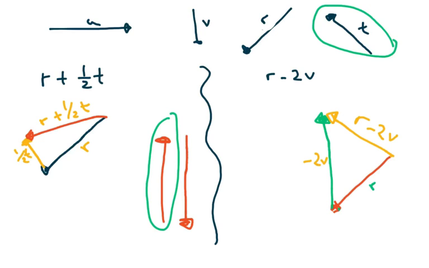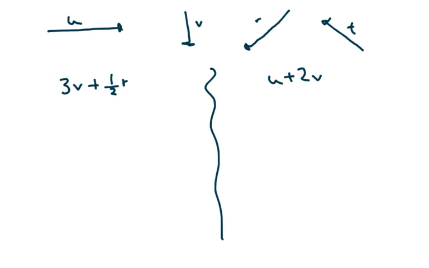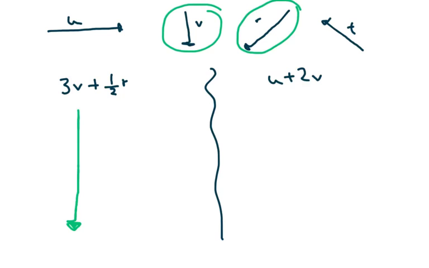Okay? 3v, so I need this magnitude by 3. So I'm going to go all the way down, 1, 2, 3. 3 times my normal magnitude. And then 1/2 of R. Now, so I'm going to take my R, take half of it, and so draw it shorter here. So this would be 3v. This is 1/2 R.